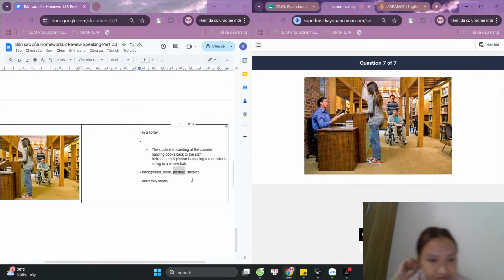This is a picture of a library. On the left side, the student is standing at the counter, handing books back to the staff. Behind them, a person is pushing a man who is sitting in a wheelchair. In the background, books are arranged on shelves. This is a library.